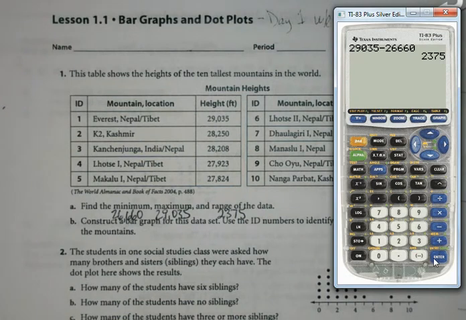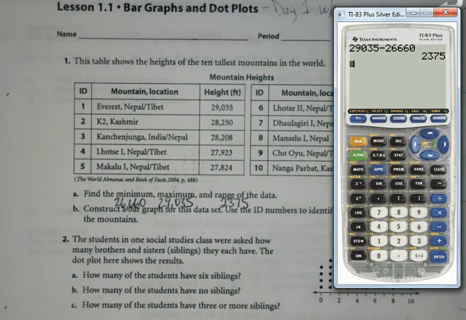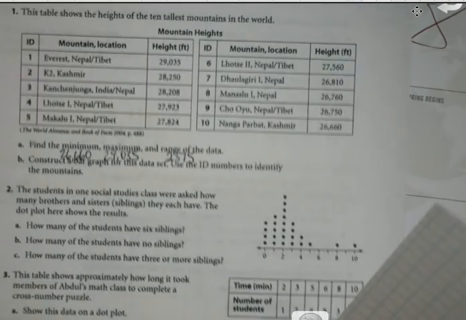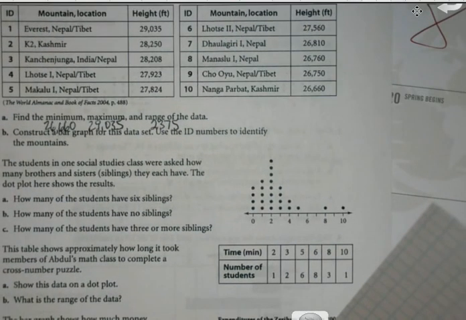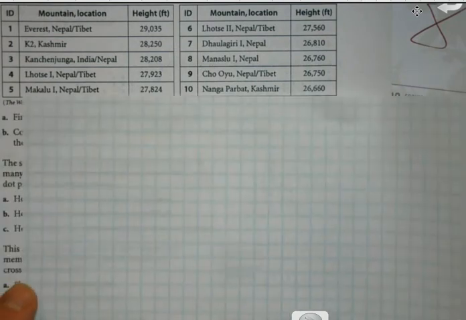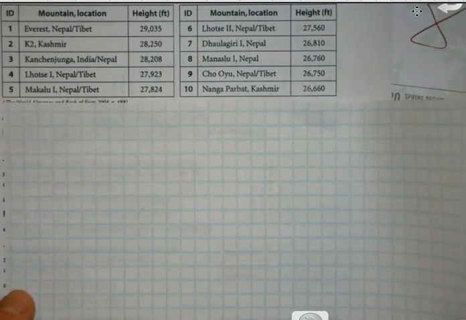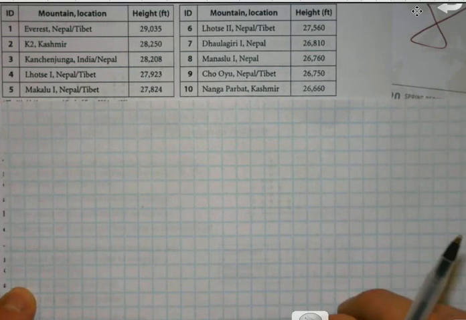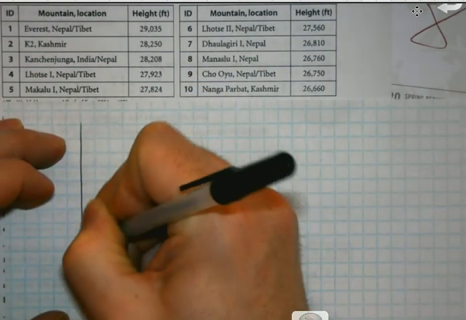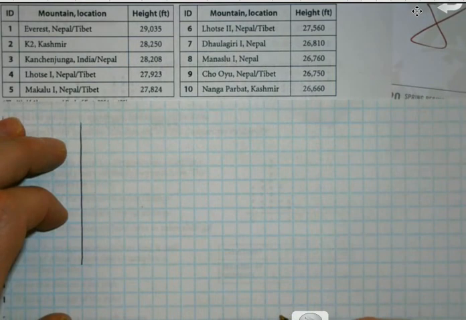So, construct a bar graph for the data set. Use the ID numbers to identify the mountains. Okay, so let's see how good I am at trying to keep all this on the screen. I'm going to try. Does it say 2375? Yes. So if I'm going to construct this bar graph, and it said to use the ID numbers, so let me make myself, is that going to be enough?